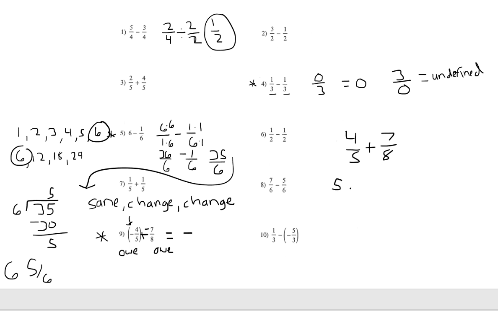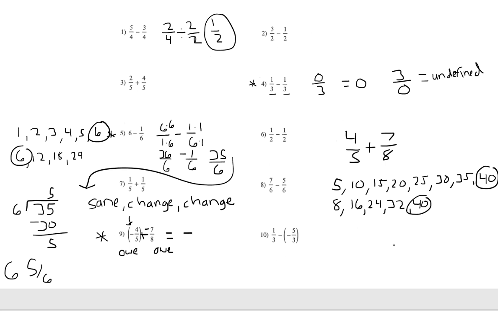So multiples of 5 would be 5, 10, 15, 20, 25, 30, 35, 40. Okay, multiples of 8, I'm going to just erase that 4 right there. Sorry about that. Multiples of 8 are 8, 16, 24, 32, 40. Okay, our least common multiple is 40. That is our common denominator.